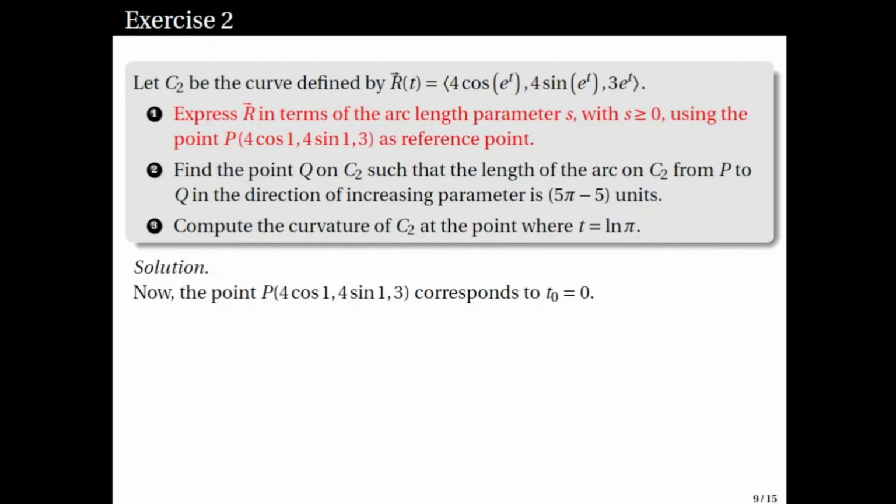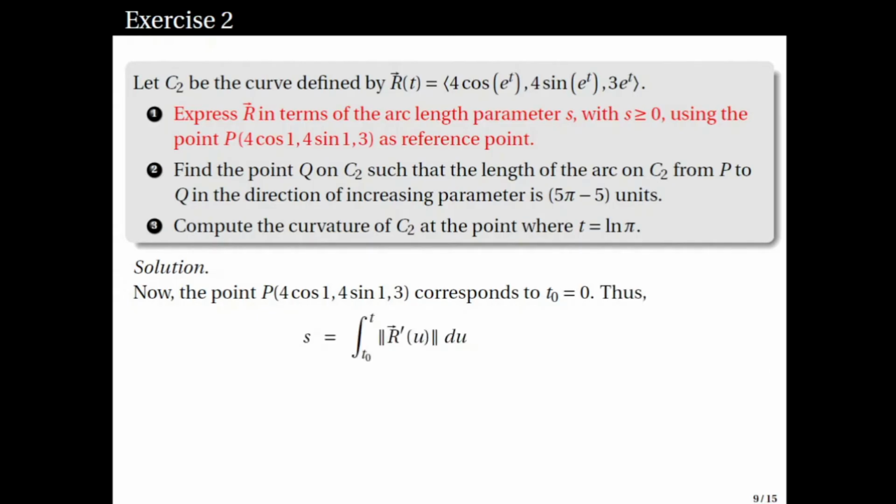So you have 3e to the t equals 3, you have e to the t equals 1, and so t equals 0. So if you check, you can do that for all of the coordinates, and you'll get t equals 0. Or you can also check it by substituting 0 here, and you should get these three coordinates.